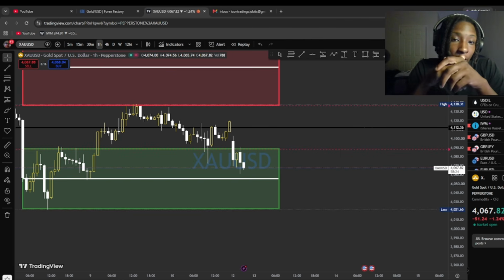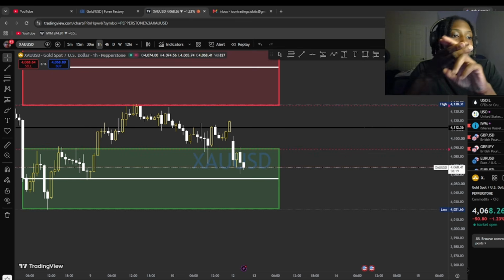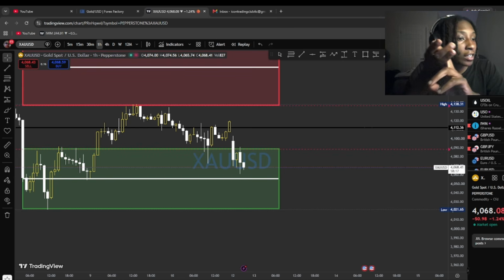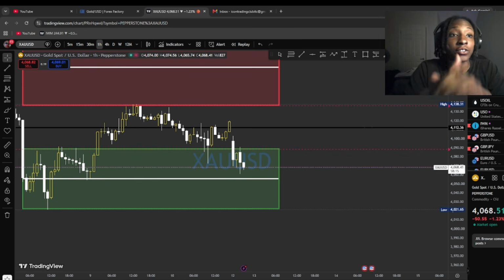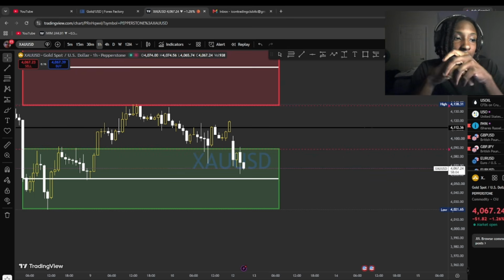So before we start adding the indicators, the complicated strategies, the looking for trade entries, we first need to understand the language of the market. So the language of the market is called price action. Price action is the movement of the price on the chart.